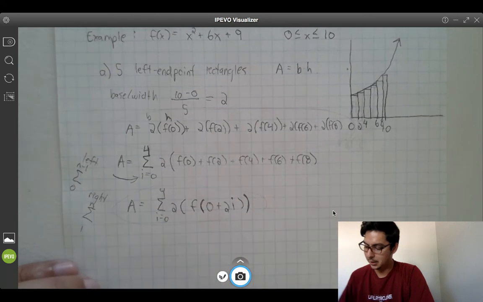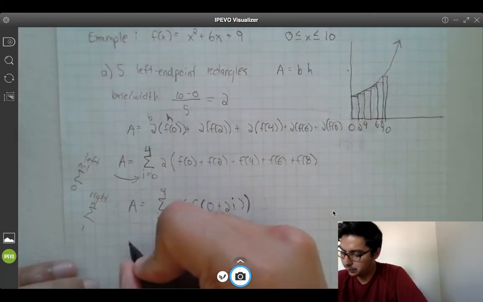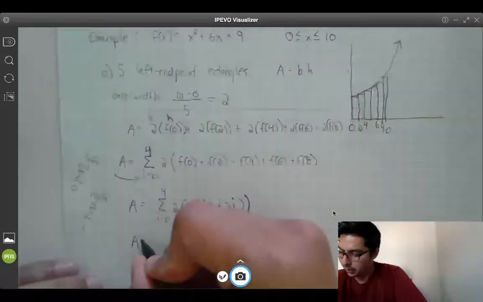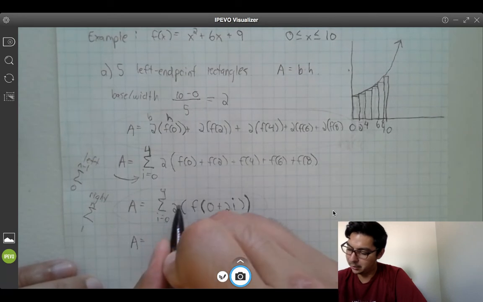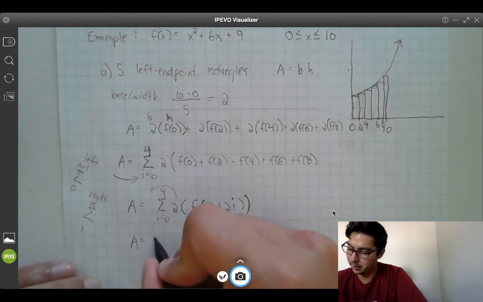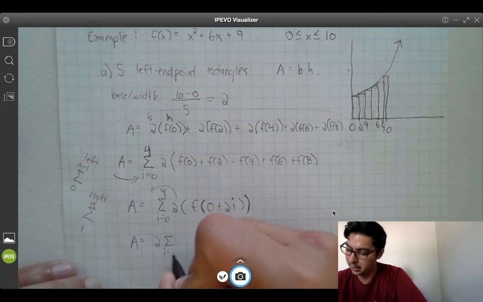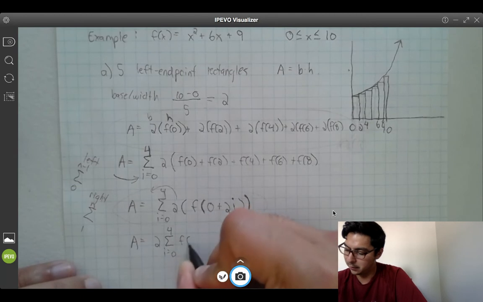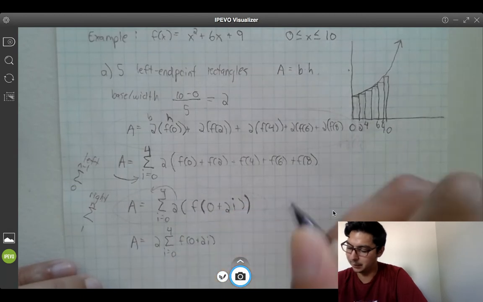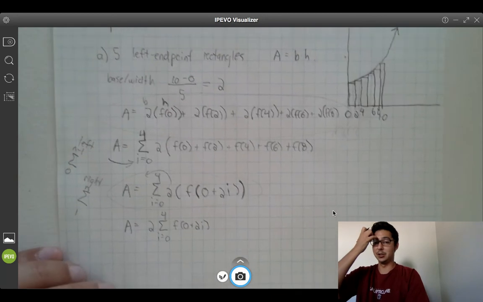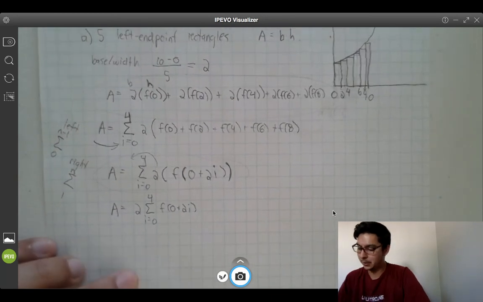Right? And a better way you could write this is, remember, anything multiplying, you could always pull out in front. So I'm going to put 2 times the sum from i equals 0 to 4 of f of 0 plus 2i. And I know you can simplify that, but I like to write that so you know it's a linear equation. You can do that.